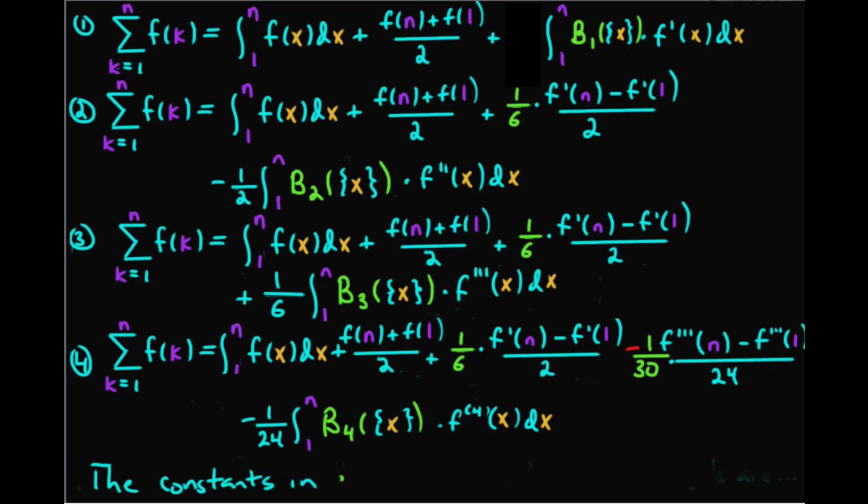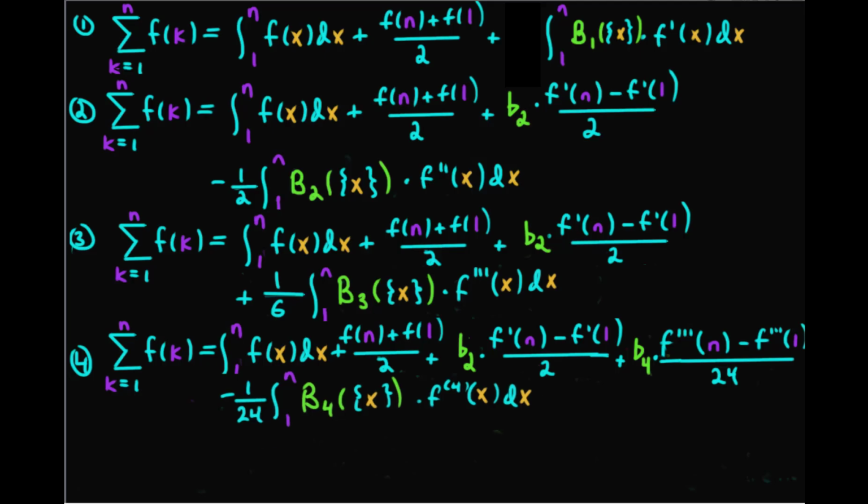That's B sub 2, lowercase b sub 2. Similarly, the constant multiplying f triple prime of n minus f triple prime of 1 all over 24, that's in formula 4 there, that is the Bernoulli number lowercase b sub 4. So just by looking at the first 4 versions of the EMSF, another pattern involving Bernoulli numbers is emerging here. Now I think I have just enough space to include the 5th derivative version of the EMSF with remainder, so I'll write that there.